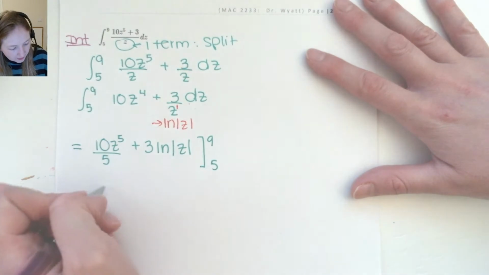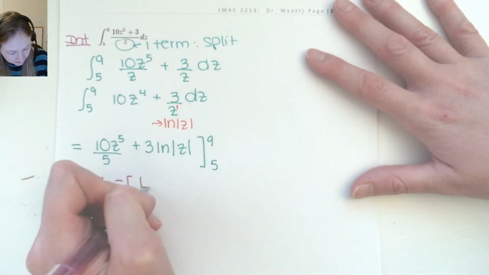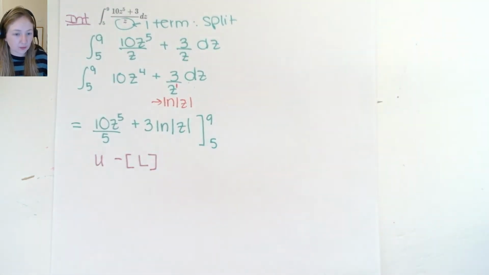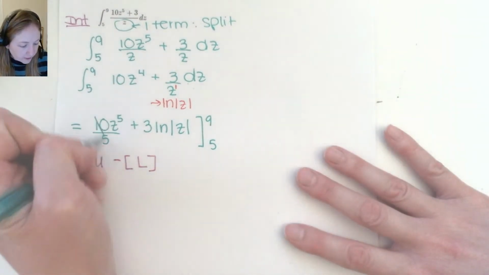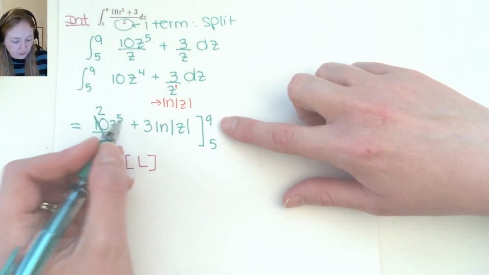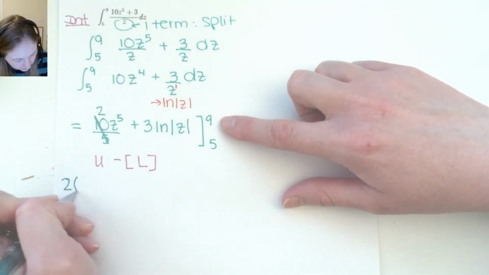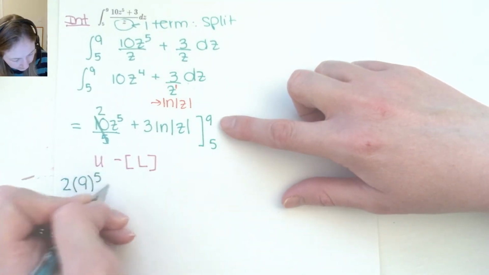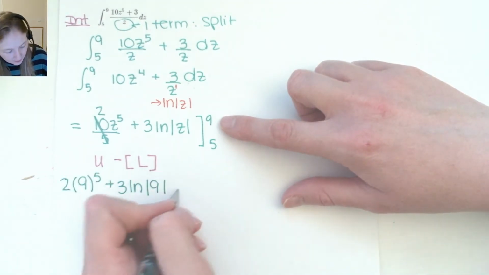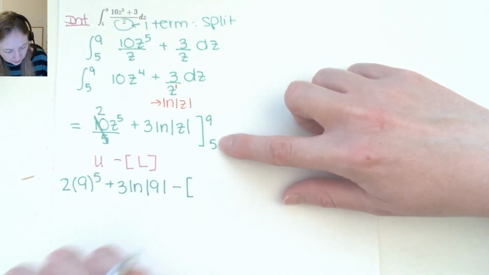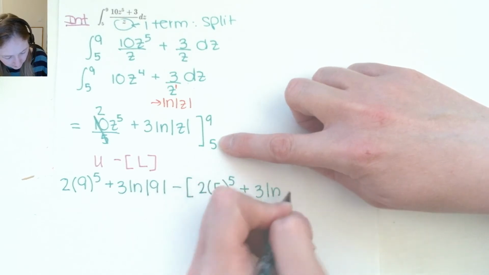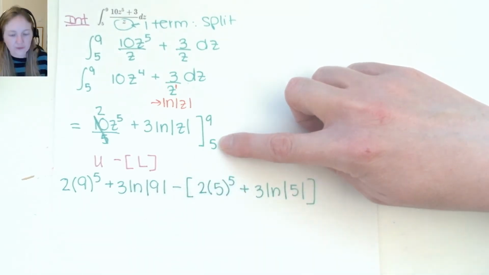And then the second step is to take the upper bound minus bracket the lower bound. Now, what I would do is I would simplify if possible before doing this upper minus lower bound. So you'll notice the 10 over 5 does give you a 2. So you're really plugging into 2z to the fifth over 9. So we would have 2, and then for z, plugging in the 9 plus 3 natural log absolute value of 9. And then minus bracket, plugging in our lower bound. So 2, 5 raised to the fifth plus 3 natural log absolute value of 5.